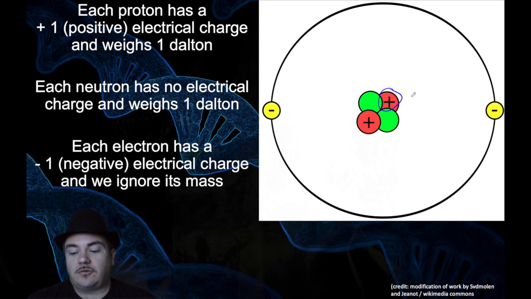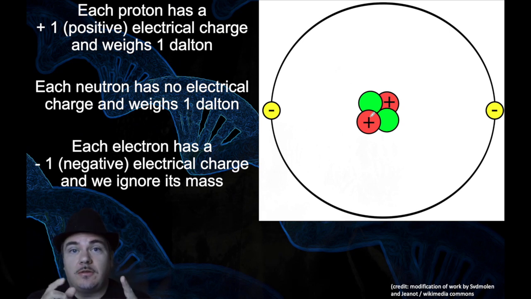Each proton has a charge of +1 electrical charge and weighs 1 Dalton, or 1 AMU. Each neutron is neutral, it doesn't have an electrical charge, and it weighs 1 Dalton, or 1 AMU. Each electron has a -1 negative electrical charge, and we ignore its mass because it takes almost 2,000 of these to weigh as much as 1 of these. So that's a model of an atom. But honestly, it's a pretty crappy model of an atom. It's not a very good model.